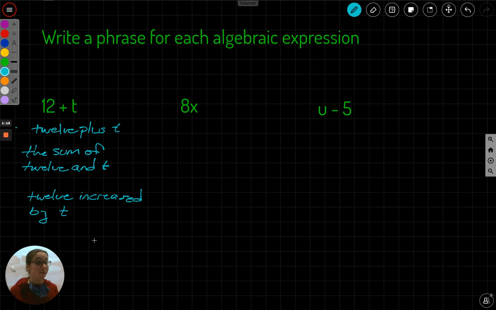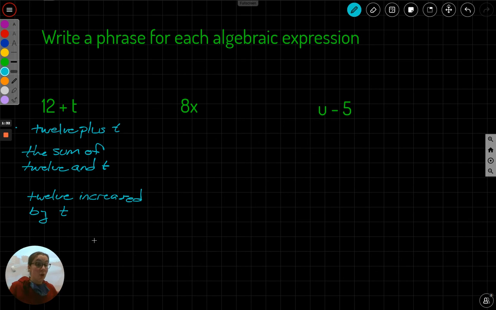And the reason I did 12 first and then t after is just because that's what it looks like in the expression. It does not matter if I do t plus 12 because of the commutative property. Same thing. Now, 8x. We know that when you have a number and a letter that are squished up next to each other like that, that means to multiply.